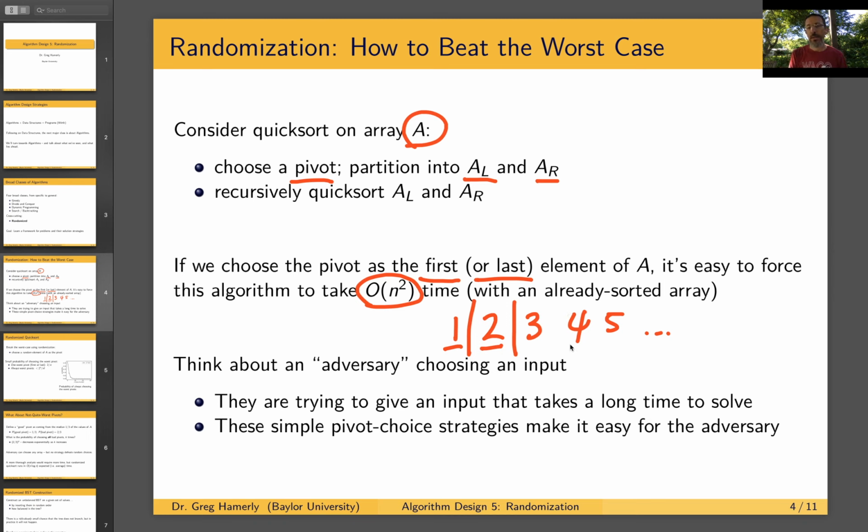We can think about this as if an adversary, someone who we were doing battle with, were choosing the input and trying to get our algorithm to behave as badly as possible or as slowly as possible. And so they're trying to give us an input. We design the algorithm and our adversary is giving us an input that takes a long time to solve. And if we choose our pivot based on the first or the last element of A, then it makes it easy for the adversary to give us a bad input that takes n squared time.